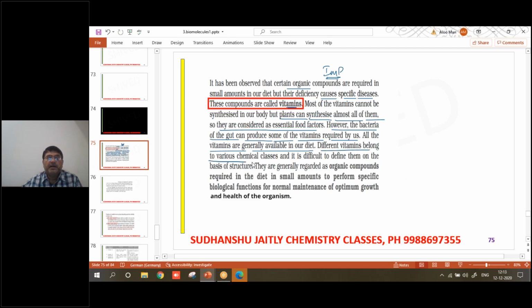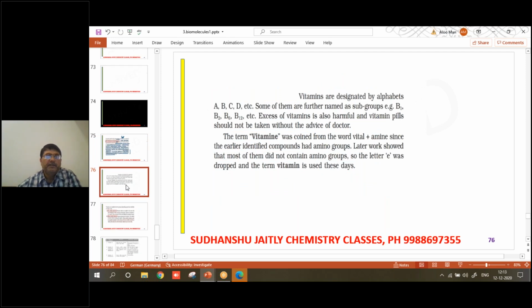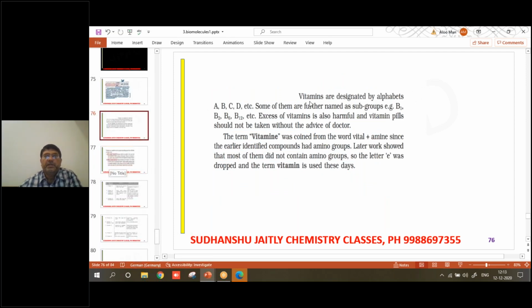Different vitamins belong to various chemical classes, and it's difficult to define them on the basis of structure. Vitamins are regarded as organic compounds required in the diet in small amounts to perform specific biological functions for the normal maintenance of optimum growth and the health of the organism. If you do not have a particular enzyme, your particular process will not happen. You will be suffering from certain diseases.